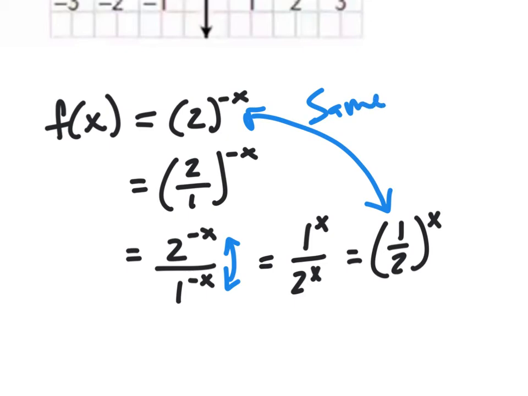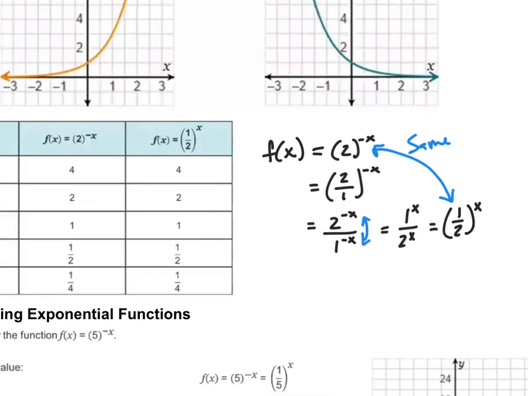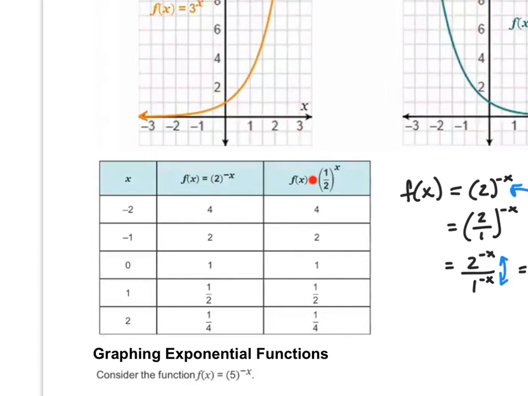Now, I hope you understand my logic of going through this, but I need you to remember that something raised to a negative exponent is the same thing as taking the fraction of that base and raising it to a positive exponent. So either way, it'll give you the same value. They mean the same thing.